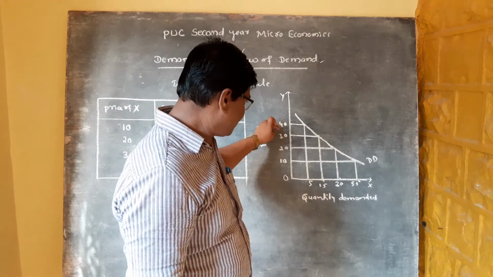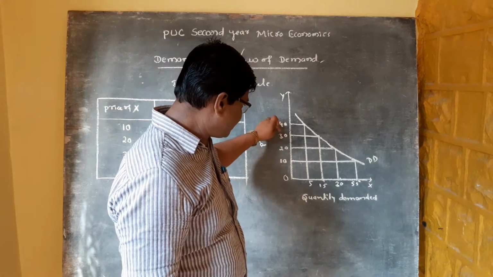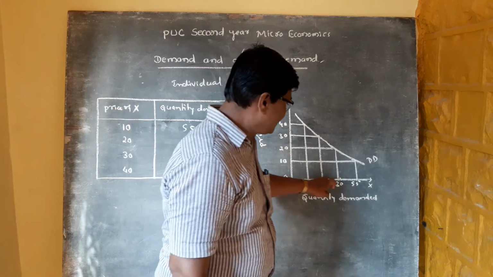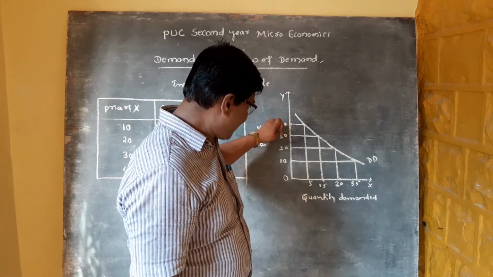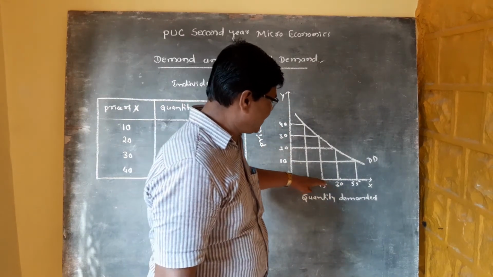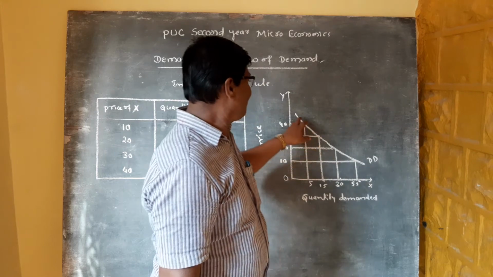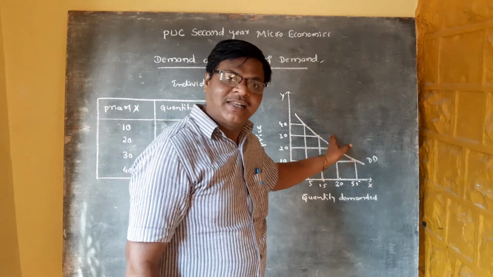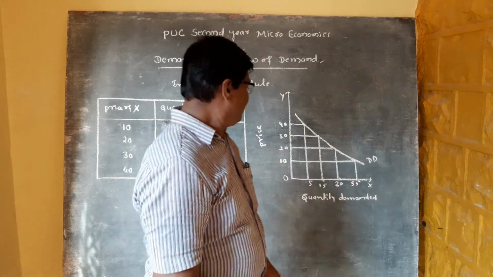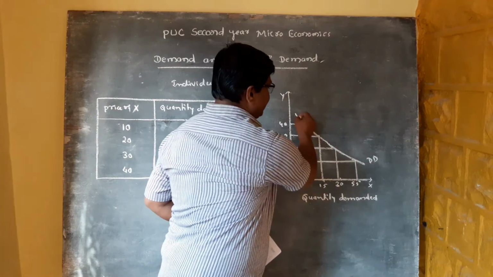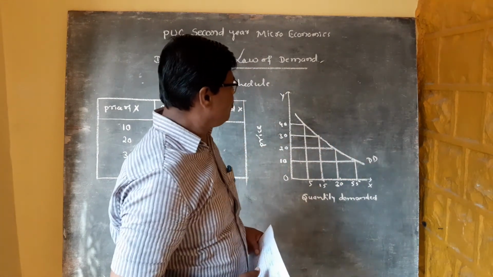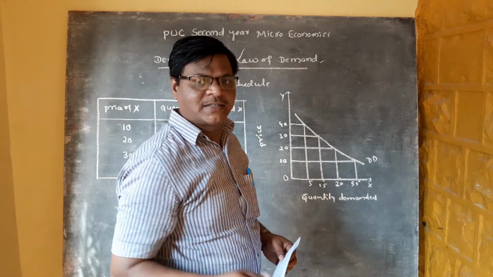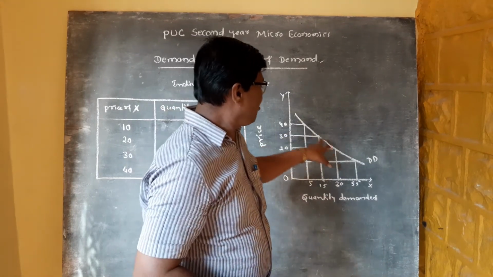When prices go down, or fall, demand increases. When the price of X falls, demand for X increases. So the demand curve has a negative slope. DD is the demand curve, which slopes downwards from left to right.